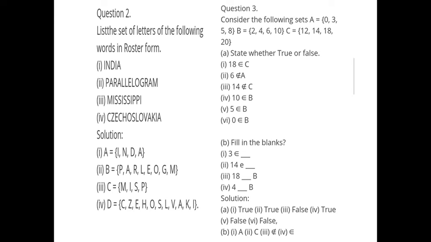Fourth sum, 10 belongs to B. Look at the set B and check whether 10 is an element of the set B. Yes, 10 is an element of set B. Therefore, the statement is true. Next, fifth sum, 5 belongs to B. Whether 5 is present in set B? No. So, the statement is false. The sixth, 0 belongs to B. Whether 0 belongs to the set B? No. The element 0 is not there, therefore the statement is false.